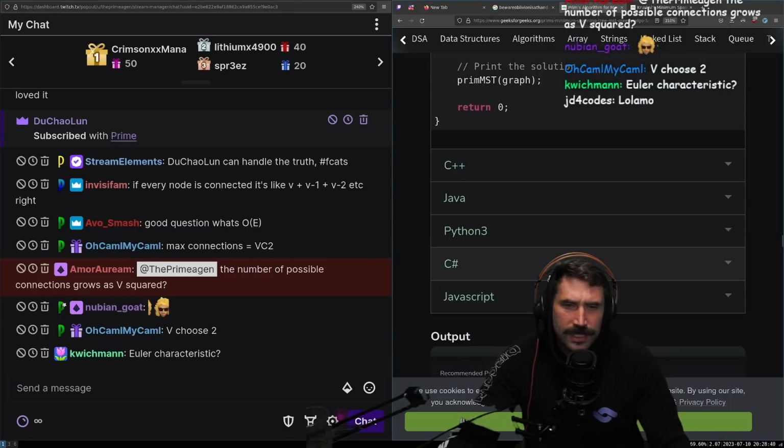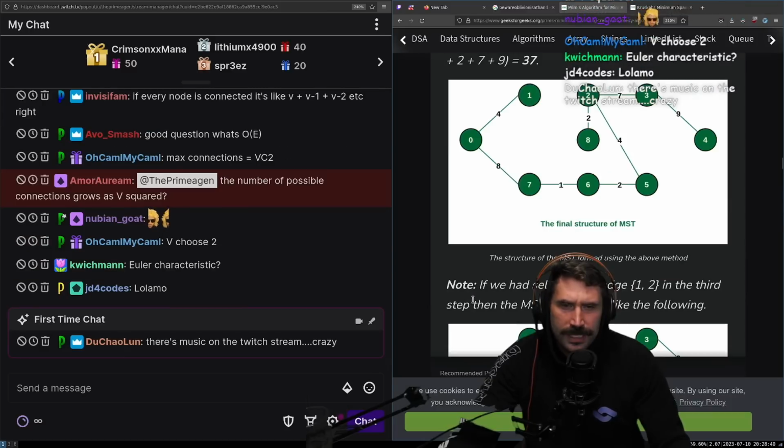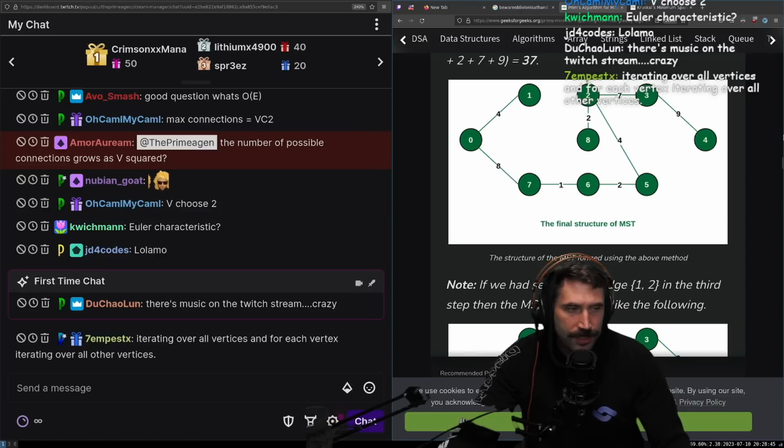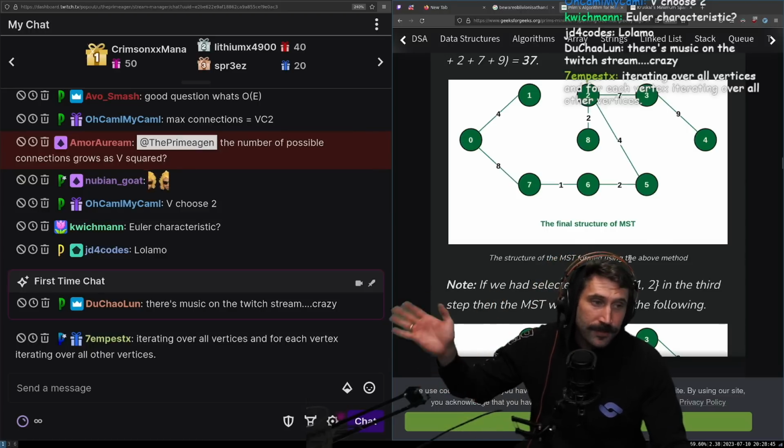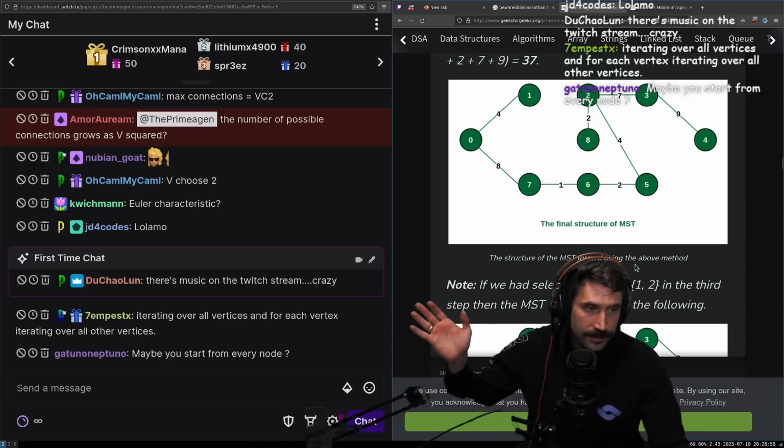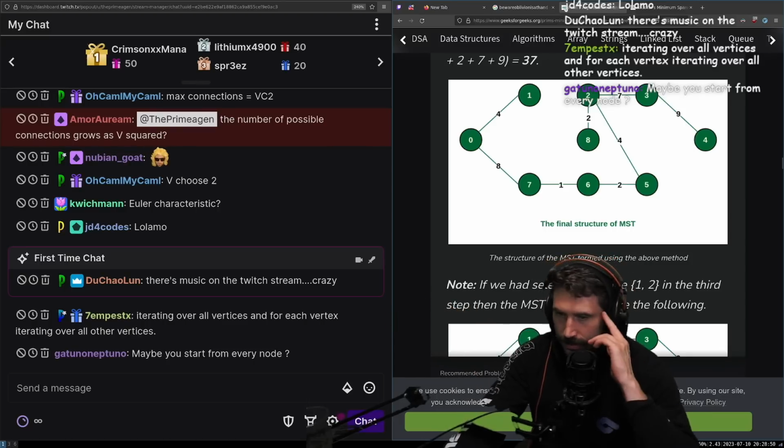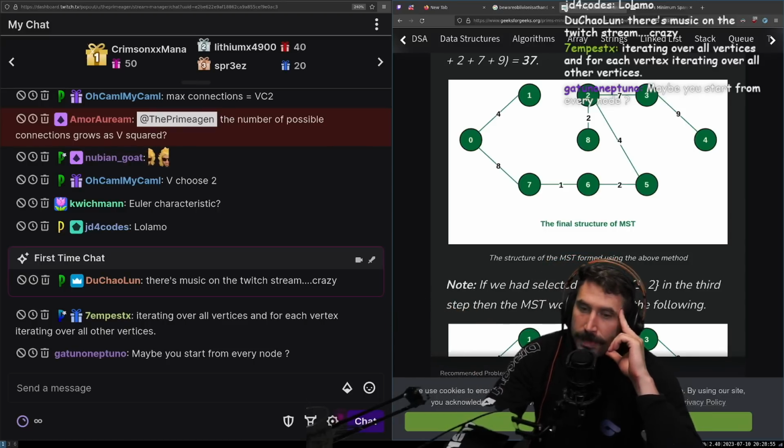Time complexity is vertices squared. Okay, I want to think about this. Why is it vertices squared? Well, obviously you have to visit every vertex. Can we all agree to that one? You have to visit every vertex. So that is true. No matter what, it's V minimum.